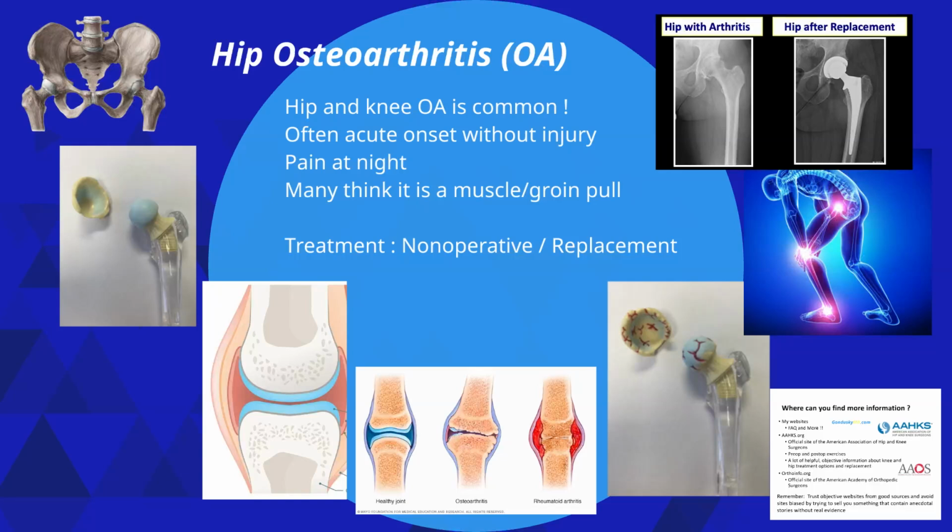Let's talk about hip osteoarthritis. Hip arthritis is very common, just like knee arthritis. We walk on our legs, and really anybody who's reasonably active could eventually get hip or knee arthritis, and this is the reason why these things are so common. The pain can often be acute onset without injury, and this often surprises people that they've started having pain really without an injury.